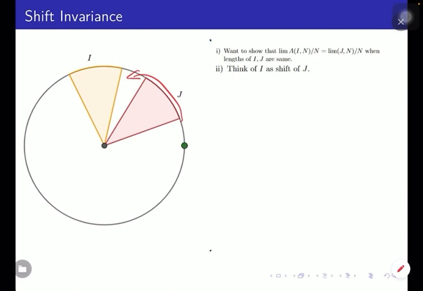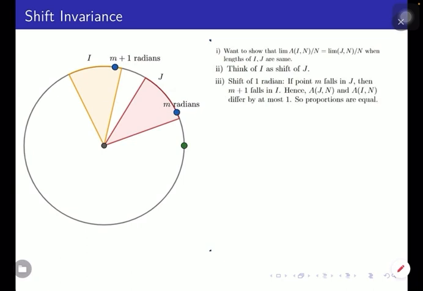Now here's the nice part. If you have a point of the sequence in the interval J, then the very next one will fall in I because they differ by 1 radian. But this means that a of J_n and a of I_n differ by at most 1, and this makes no difference in the limit. So these two limits, that is the proportions, are the same.